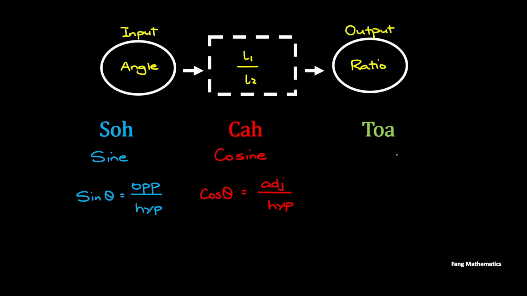And the last, you have TOA. The capital T tells you it is the trigonometric function tangent. OA is opposite over the adjacent side. In full, tan theta is equal to opposite over adjacent.